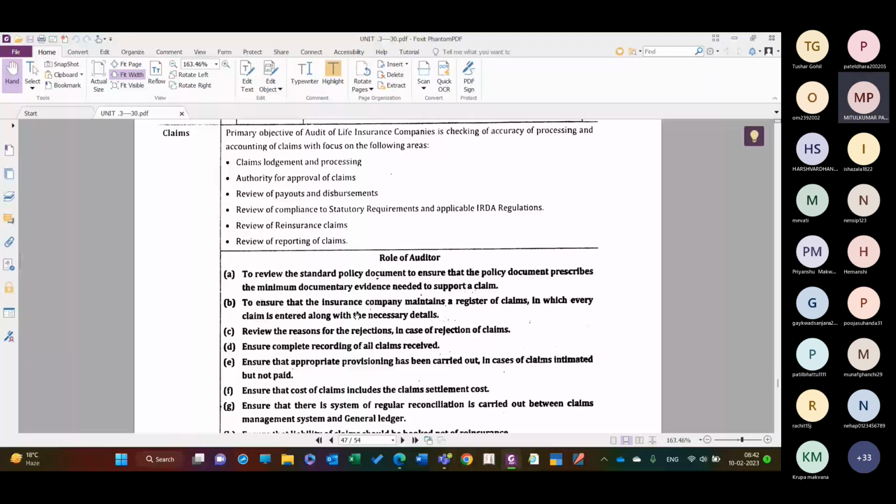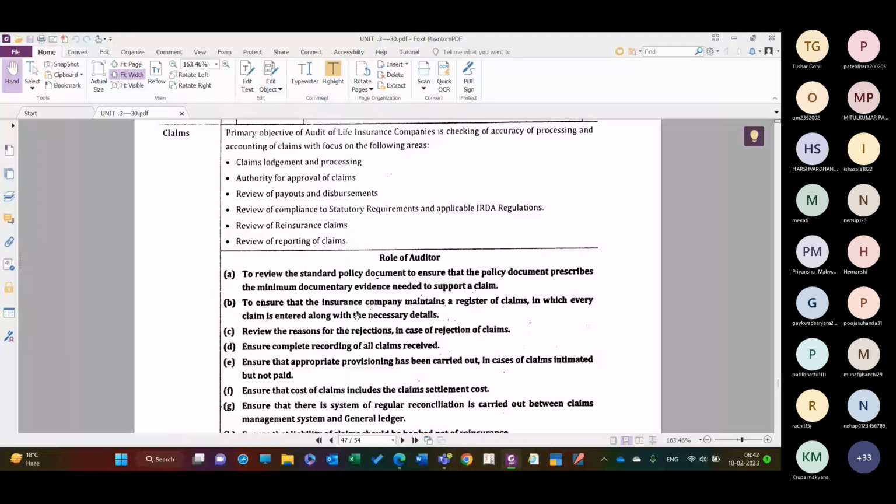क्लेम लॉन्चमेंट एंड प्रोसेसिंग, authority for approval of claims, review of payouts and disbursement, review of compliances to statutory requirements and applicable IRDA regulations, review of reinsurance claim and review of reporting claims. So all this should be subject to review. तो जब भी कोई इंश्योरेंस पॉलिसी होल्डर क्लेम लॉन्च करता है तो उसको ओरिजिनल इंश्योरेंस पॉलिसी सबमिट करनी होती है, he has to submit a claim form, प्रोसेसिंग होता है, फिर वो सारी डिटेल उसके अंदर जाती है, फिर उसका ऑथोराइजेशन होना चाहिए, फिर उसका पेमेंट, डिसबर्समेंट हो जाना चाहिए, पॉलिसी होल्डर के अकाउंट में पैसे आ जाने चाहिए. That all will be subject to review by the auditor.